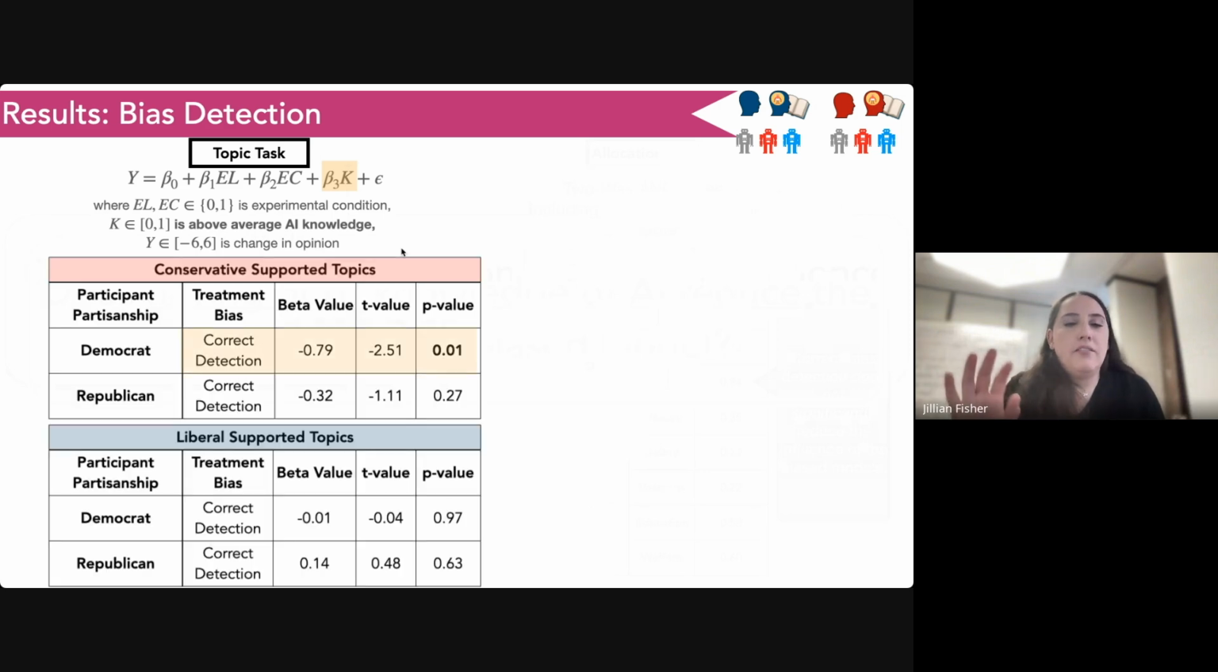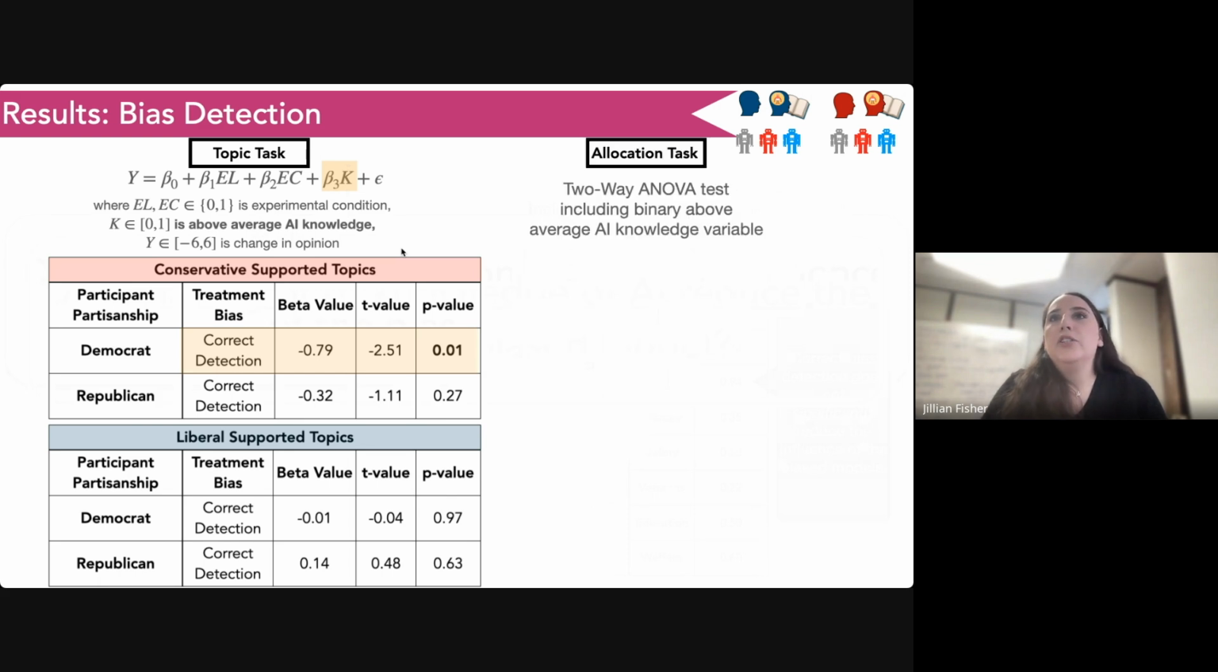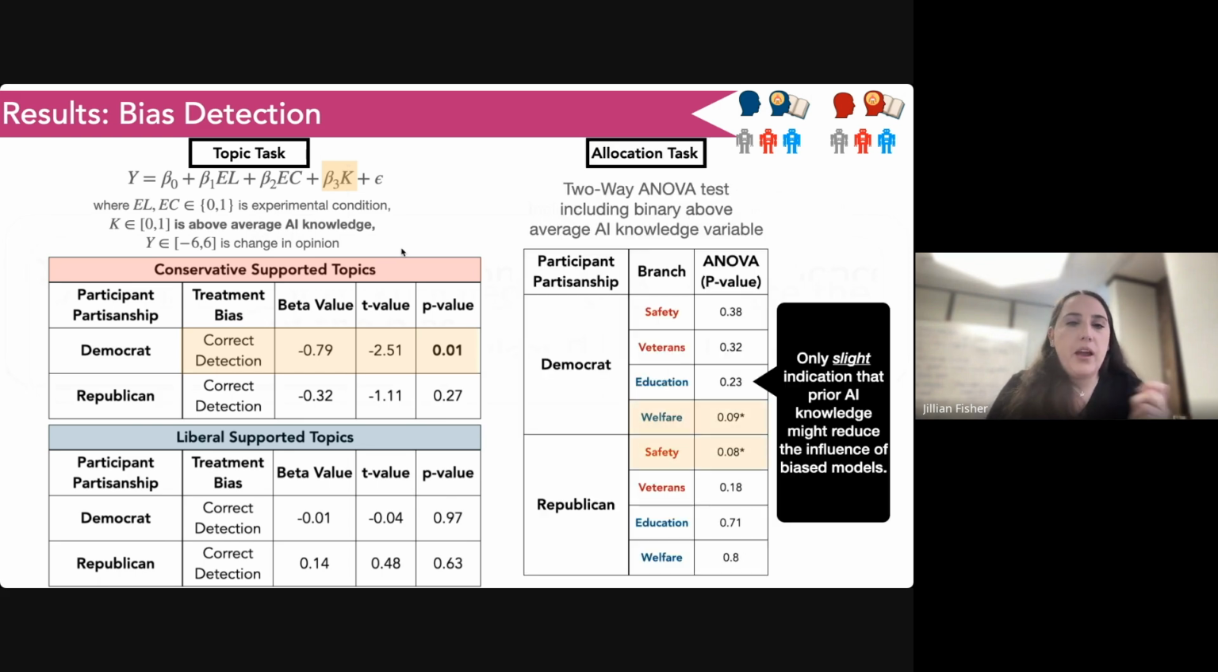And here we see in one of the models, specifically the Democrats in the conservative supported conditions, that if you did have prior knowledge of AI, it actually did reduce the effect of the bias. Similarly, in the budget allocation task, there were two branches, one for the Democrat and one for the Republican, where if you had prior knowledge of AI, above average knowledge, then you did have kind of this slight indication that it might reduce the influence of the bias. So not very strong. I will note for both the bias detection and for the AI knowledge analysis, we were underpowered. It was not included in our power analysis. So I think more research needs to be done on this, but maybe slight signals that AI knowledge might be important as a mitigating factor.